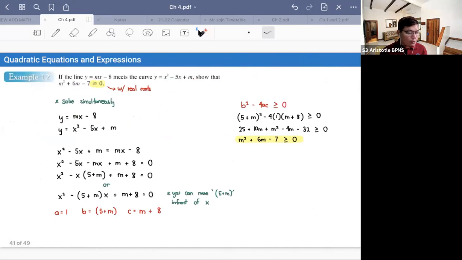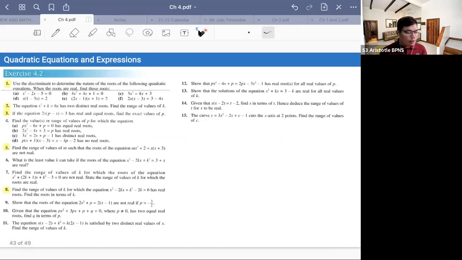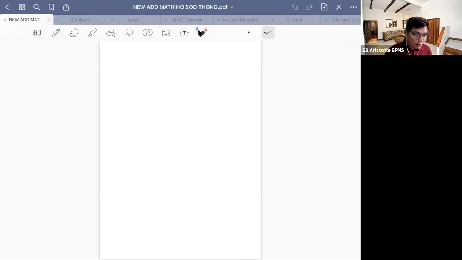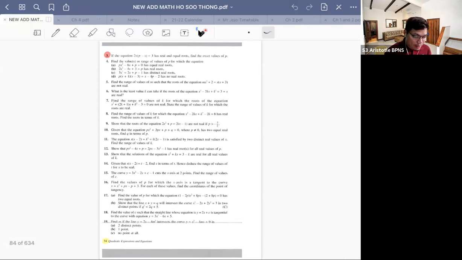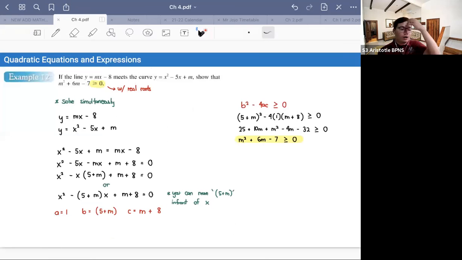Before we go to the last topic for this chapter, chapter 4, I'm going to have one more example, which is much trickier compared to your homework. So please listen carefully, class. This is example number 12. You'll find this in your textbook on page 73. So let's go to example number 12.